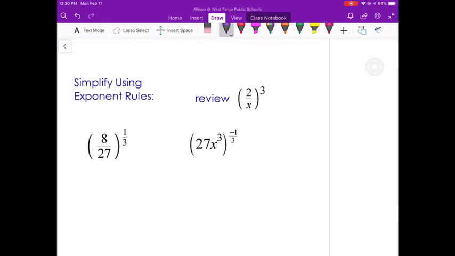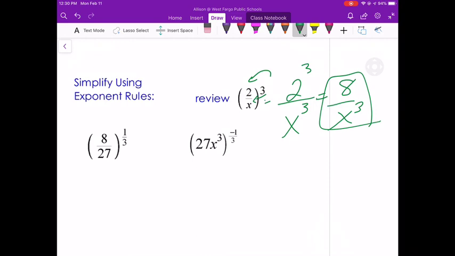Remember quotient of powers rule, when you have something raised to an exponent, that's a division problem, you have to distribute that exponent. So you're going to get 2 to the 3rd, x to the 3rd. 2 to the 3rd is 8, and then x cubed. So remember that exponent goes to both.